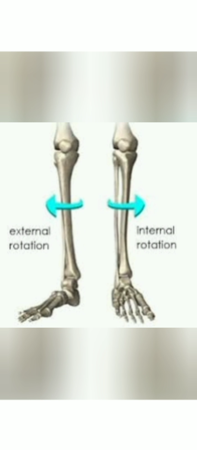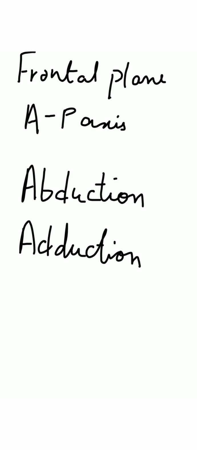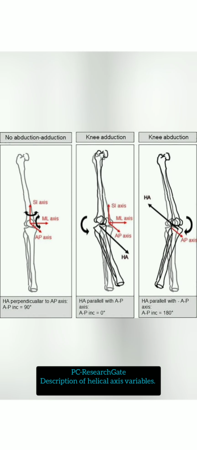Observe the orientation of tibia in this picture. In the frontal plane around anterior posterior axis, we have abduction and adduction. Here's a picture of adduction and abduction of knee joint. And here's the summary of the motion we saw. Now we will look at the bones starting with femur.